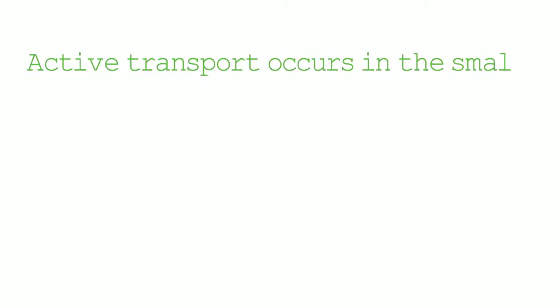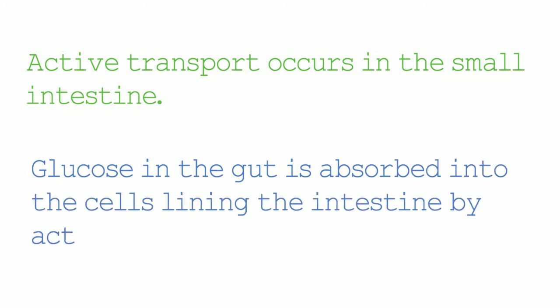Active transport occurs in the small intestine. Glucose in the gut is absorbed into cells lining the intestine by active transport. And that brings us to the end of this video.